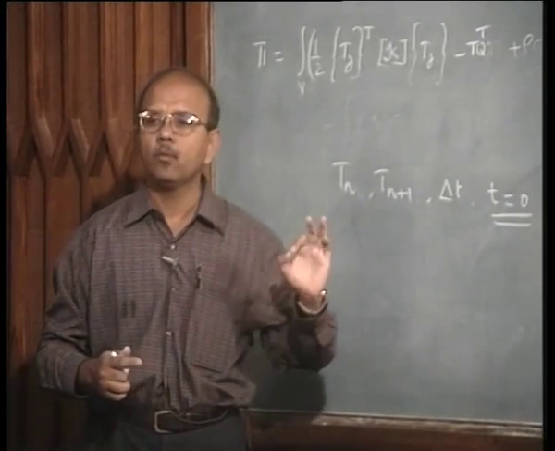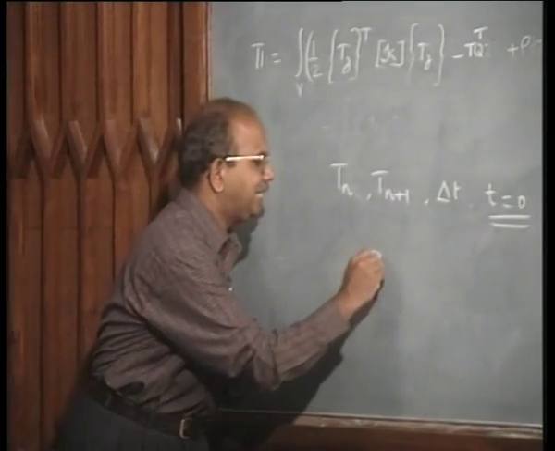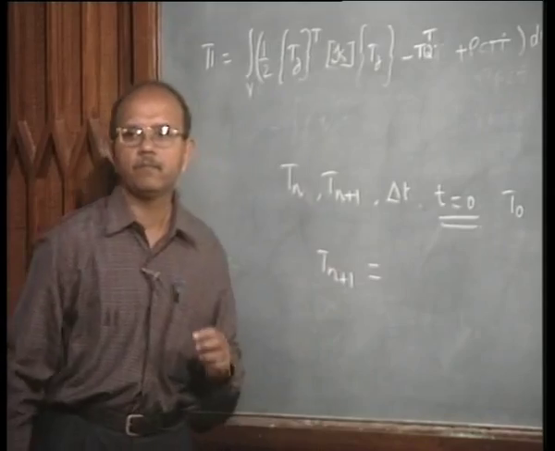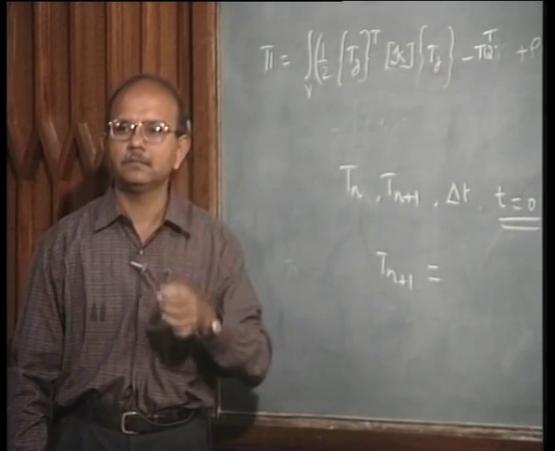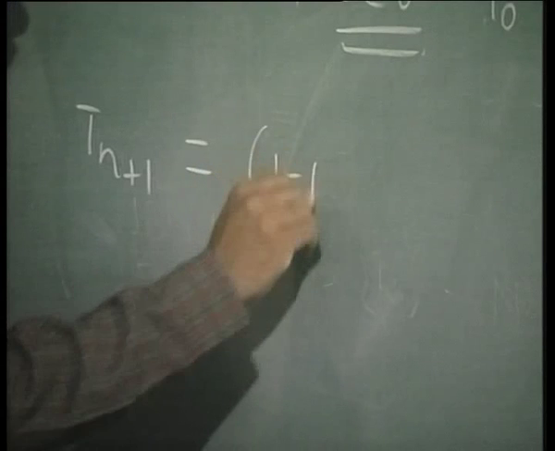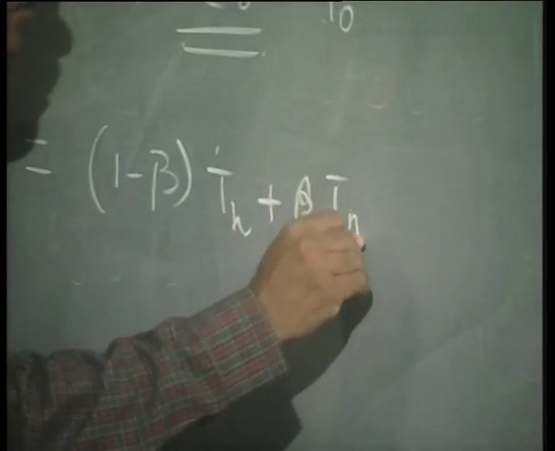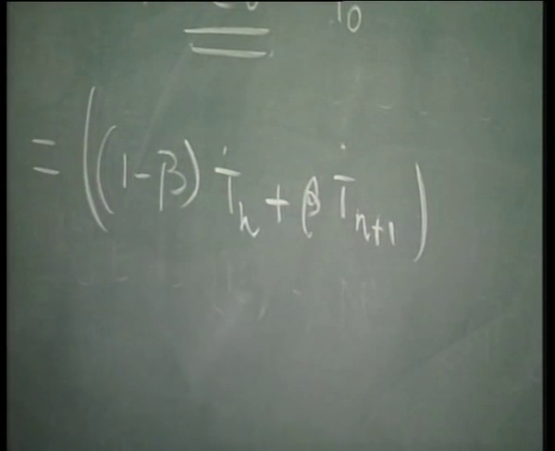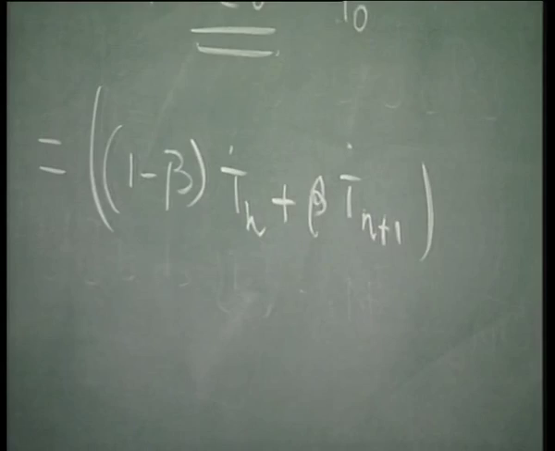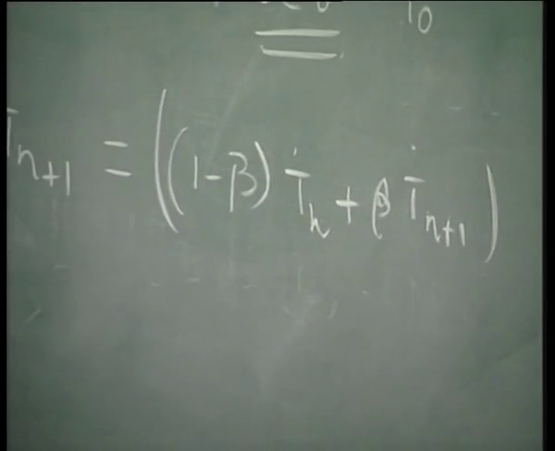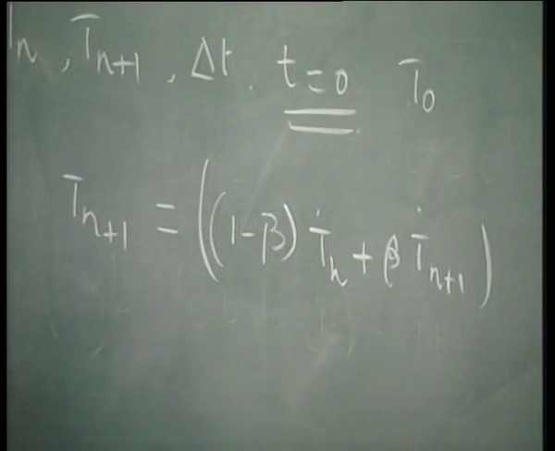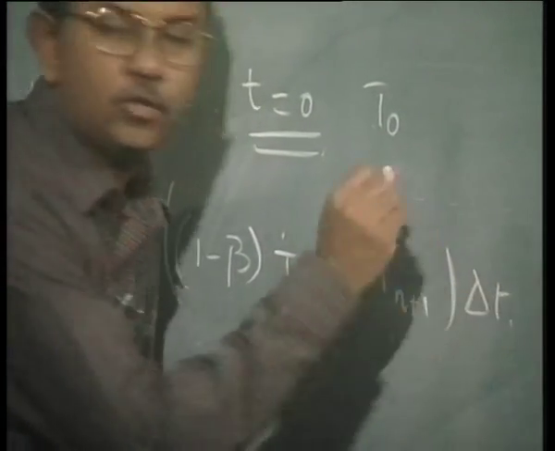So what I am going to do is write T n plus 1 is equal to 1 minus beta. What is beta? We will come to this in a minute. 1 minus beta into, say, T dot n, plus beta into T dot n plus 1, the whole thing multiplied by delta t. Look at this expression.